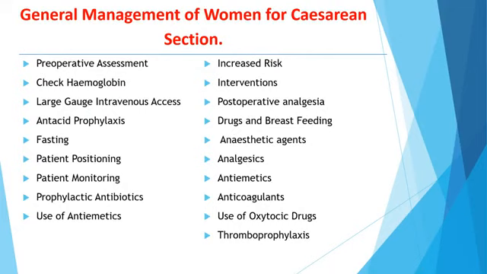General management of women for cesarean section: what management can we use for cesarean section? We do a pre-operative assessment, which is really important. We assess the patient pre-operatively and check the hemoglobin. These are globally followed procedures for assessing women before cesarean section. Large gauge intravenous access is one of the important measures. Antacid prophylaxis, and the patient must be fasting. Patient positioning, correct positioning and proper monitoring. Prophylactic antibiotic is an important point.